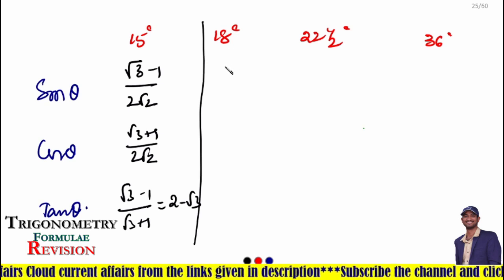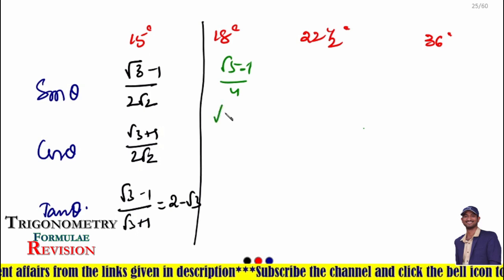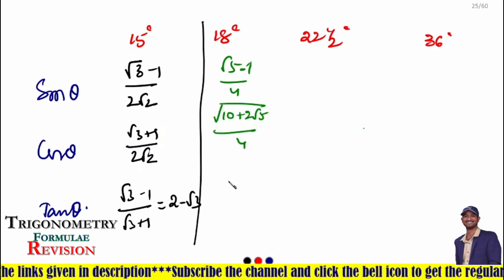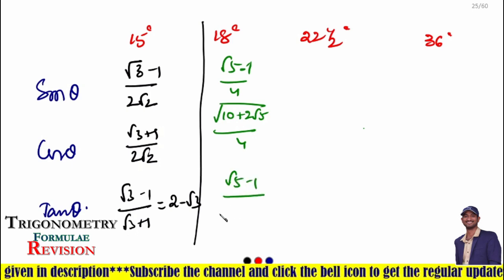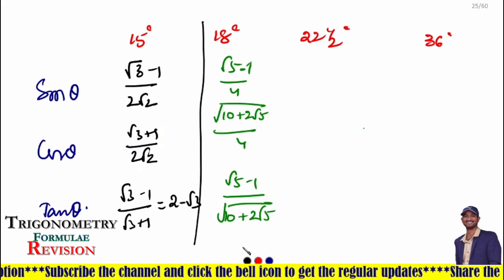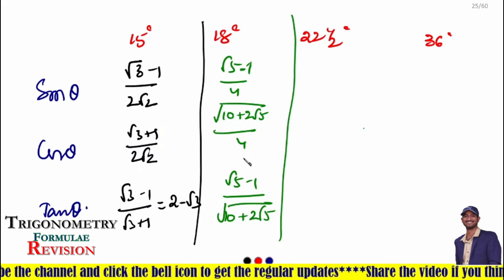And next, sin 18. Sin 18 is root 5 minus 1 by 4. And cos 18 is root over 10 plus 2 root 5 by 4. And tan 18 is root 5 minus 1 by root over 10 plus 2 root 5, that is sin by cos. I already proved these values in my trigonometric playlist. Whenever you have doubts, please watch them.